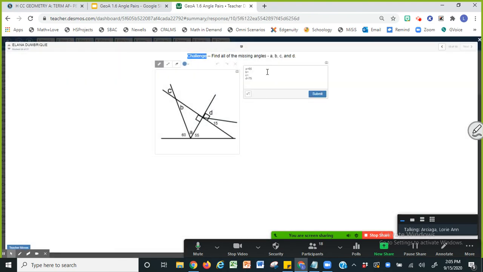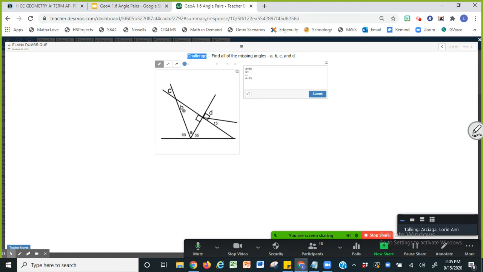A is 65. Now, to find angle B, Ilana, you have to use this triangle over here. What's the sum of all angles in a triangle? So you add this square, which is 90, to whatever you got for A, you add that up and then subtract from the sum of angles in the triangle, and that will give you angle B.